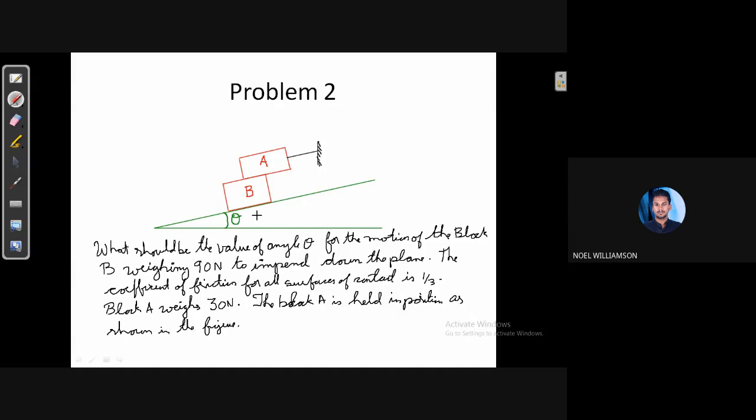This question you have to try to do as homework. Just try it. If you don't get it, we can do it in class. Anyway, you have to try. Okay. The answer you should get: theta equal to 29.05 degrees. This is the answer that should come.